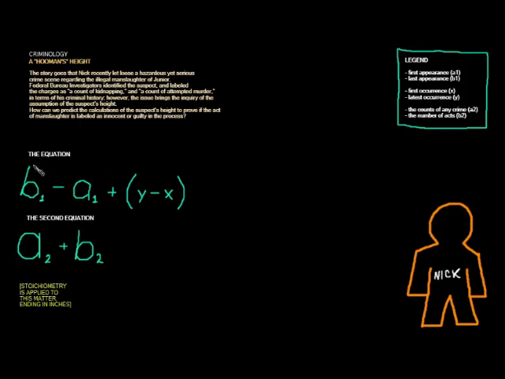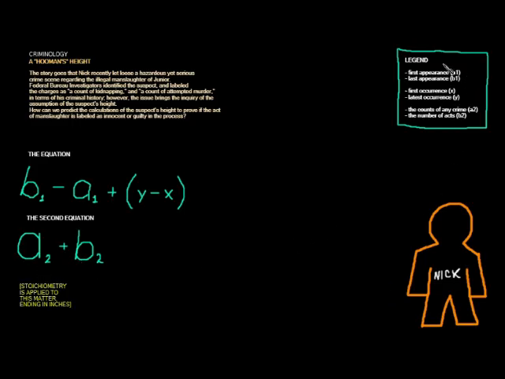The first equation is b1 minus a1 plus (y minus x). Notice y minus x is in parentheses, but otherwise, if it's outside the parentheses, then we might get some things wrong. We're not combining like terms since these are not common variables, if you will. The second equation is basic arithmetic, or just basic addition: a2 plus b2. Simple as that. So a2 plus b2.